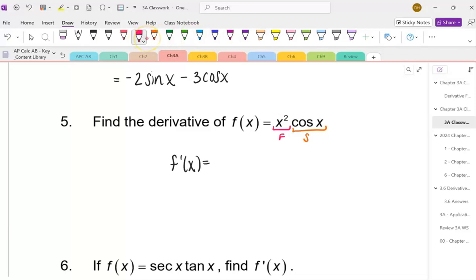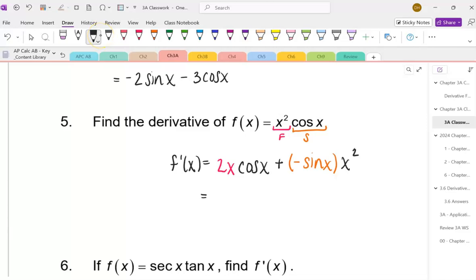So we're going to take the derivative of the first multiplied by the second, plus the derivative of the second, which is negative sine x, since all c's are negative, multiplied by the first.